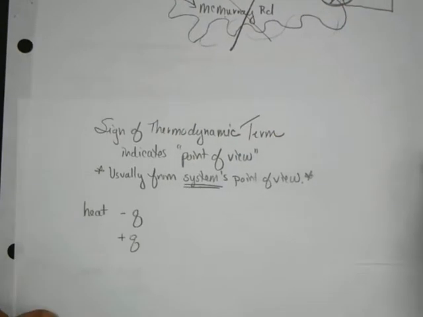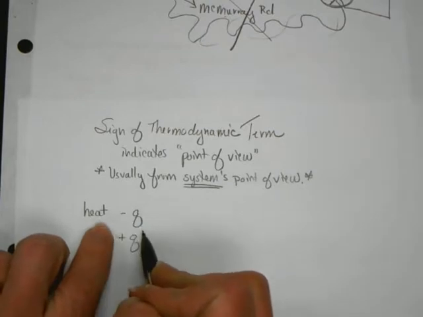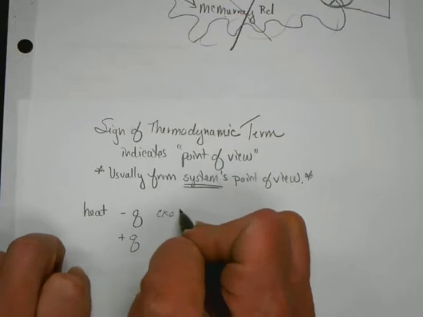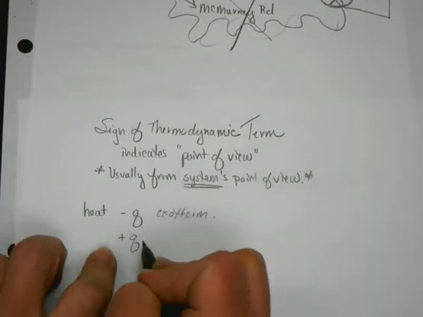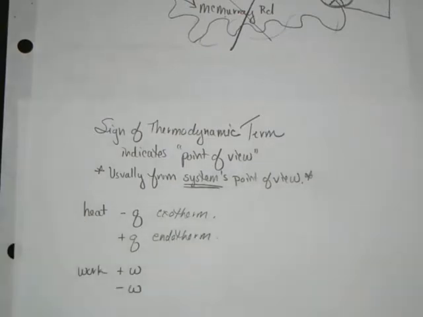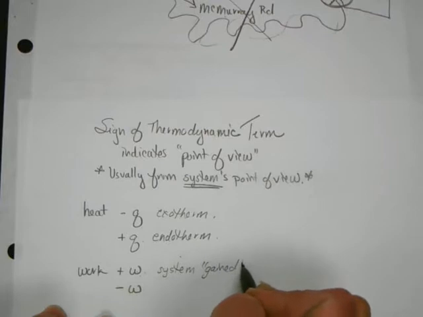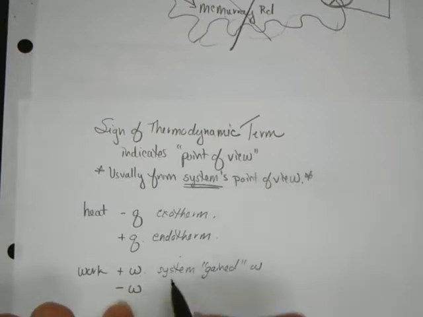So, if we're looking at heat, if Q is negative, from the perspective of the system it is losing heat, so that would be exothermic. If Q is positive, the system is gaining heat, so it's endothermic. What about work? If work is positive, that means the surroundings did work on the system, so the system gained work. If it's negative, that means the system lost work, giving it to the surroundings. Okay, we'll come back to this.